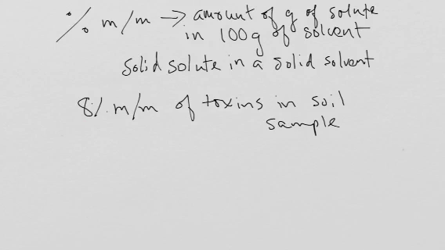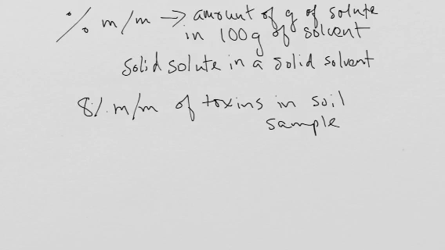The last type of potential concentration you could see involves a solid solute mixed into a solid solvent. We express that by percent mass over mass. What that means is there's an amount of solute in grams mixed into an amount of solvent, also in grams. The example I'm giving you is a concentration of 8% mass over mass of toxins in the soil.